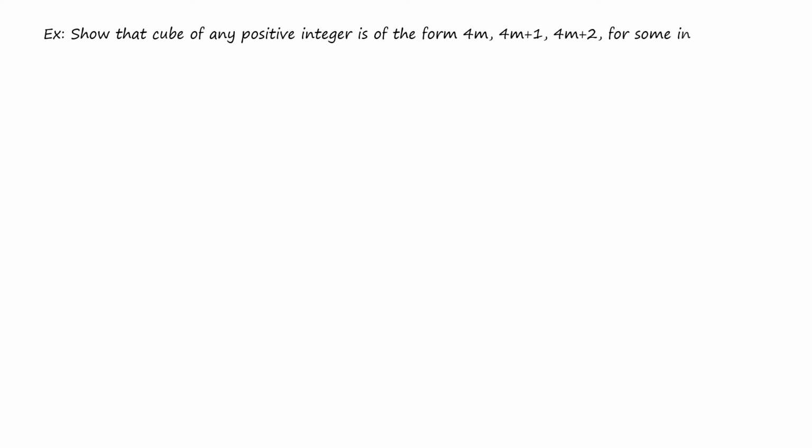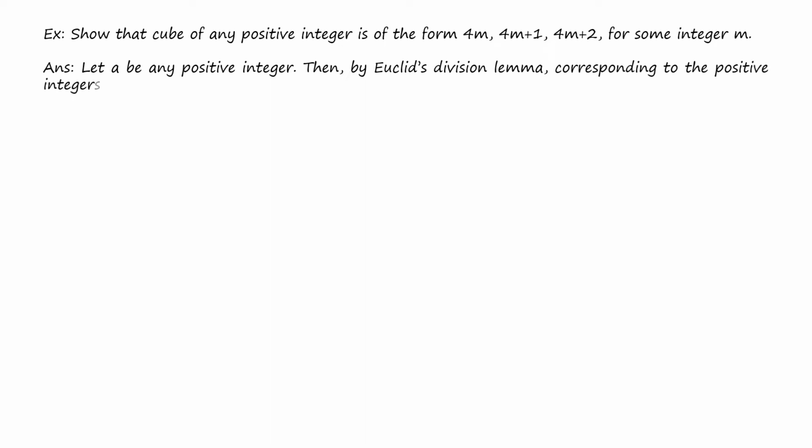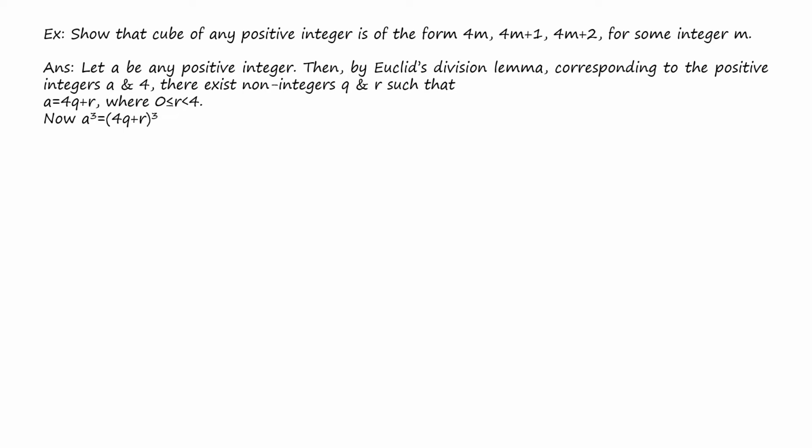Show that the cube of any positive integer is of the form 4m, or 4m plus 1, or 4m plus 2 for some integer m. Let a be any positive integer. Then by Euclid's division lemma, corresponding to the positive integers a and 4, there exist integers q and r such that a equals 4q plus r, where 0 ≤ r < 4. Now a cube equals (4q plus r) whole cube, or on expanding it equals 64q cube plus 48q square r plus 12qr square plus r cube, because the expansion of (x plus y) whole cube is x cube plus 3x square y plus 3xy square plus y cube. Let this be the first equation.